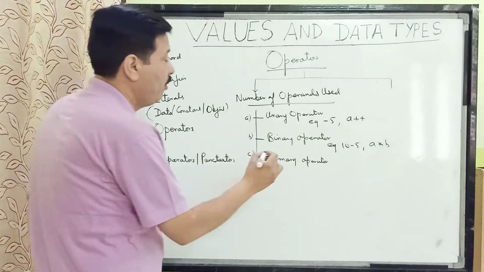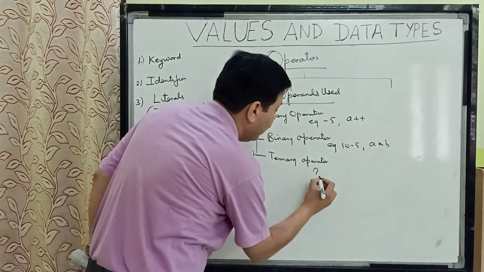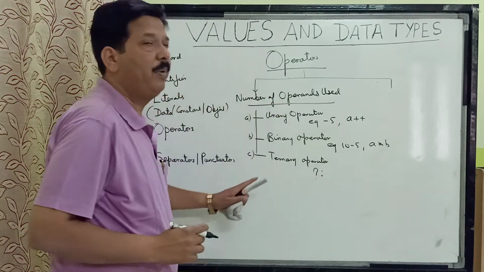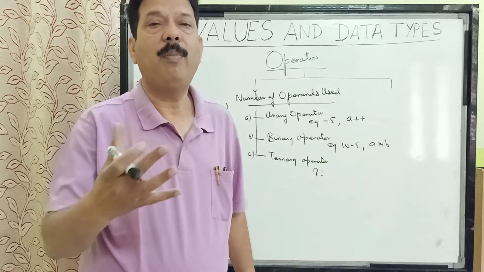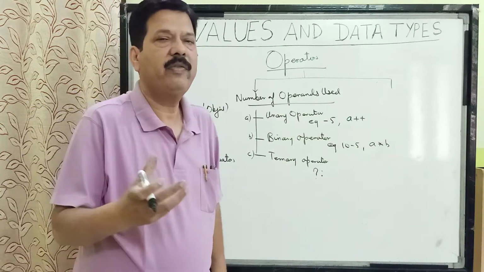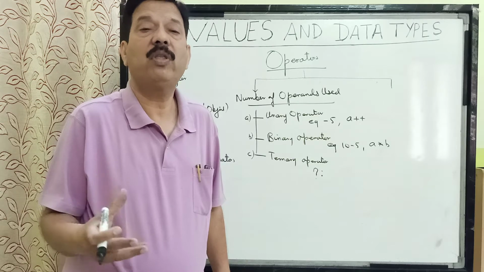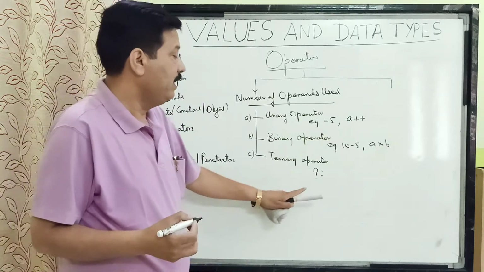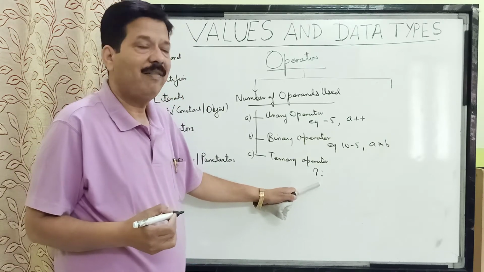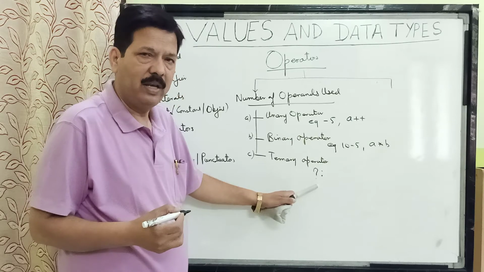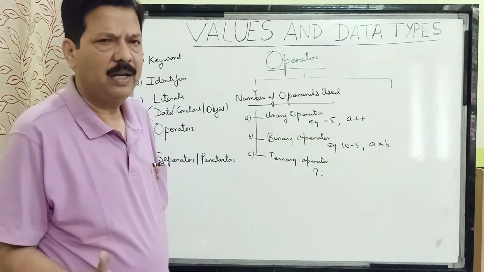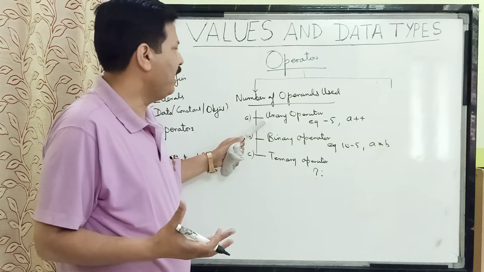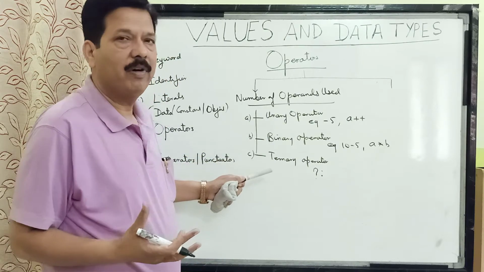And the third type of operator, children, is the ternary operator. This operator works on more than two operands. So ternary operators are those operators which work on more than two operands. The ternary operator which we use in Java is a question mark and a colon. This we are going to study later. So we have classified our operators on the type of working.